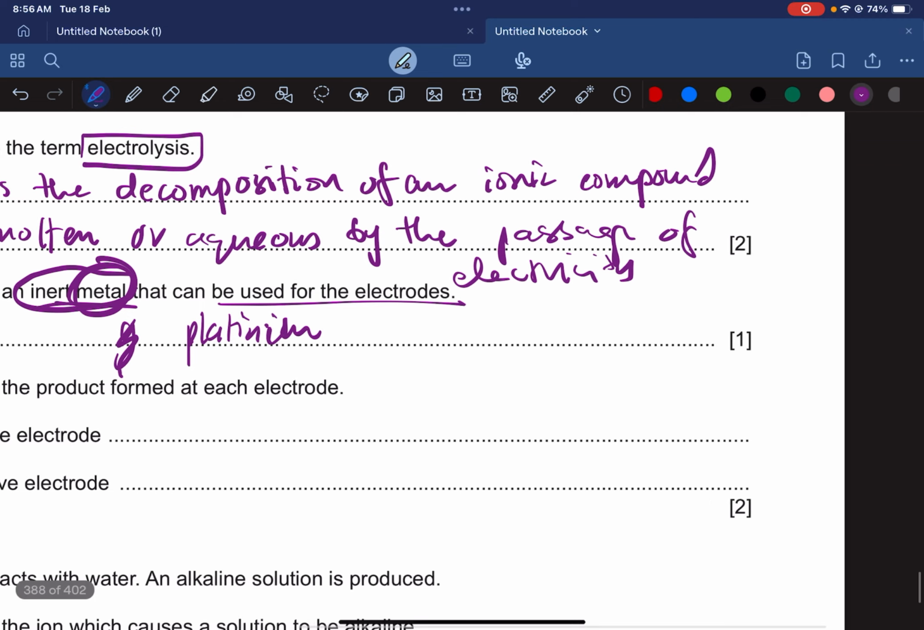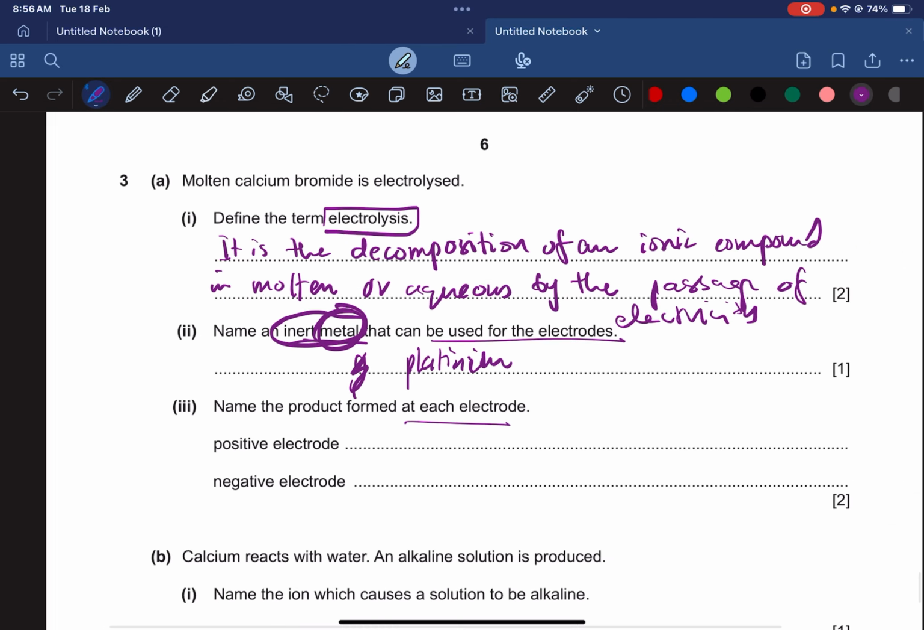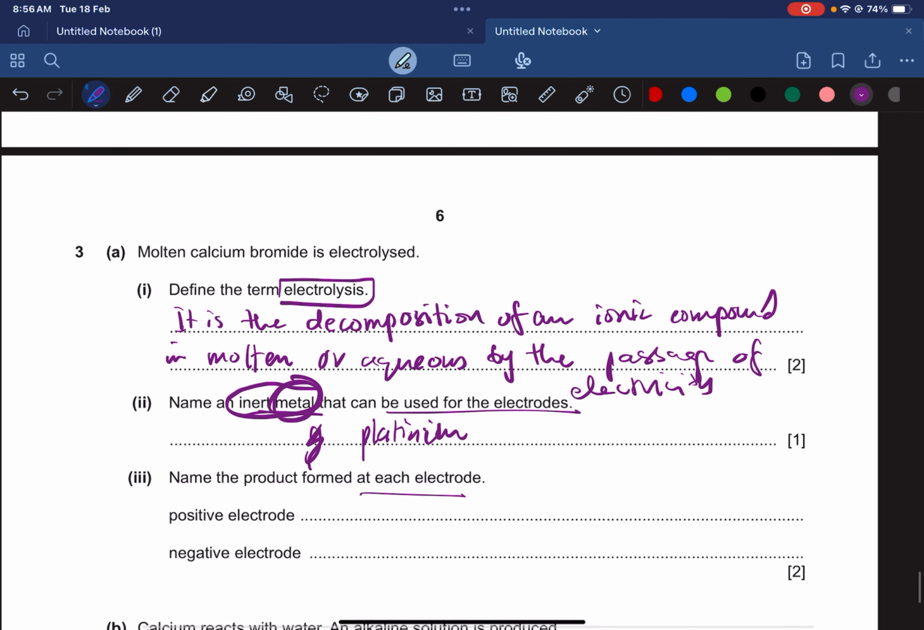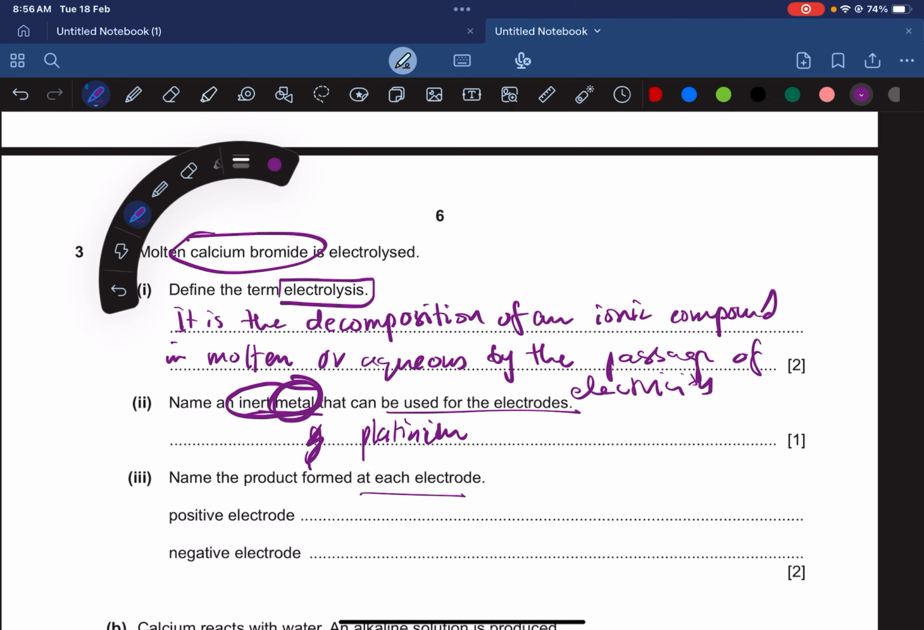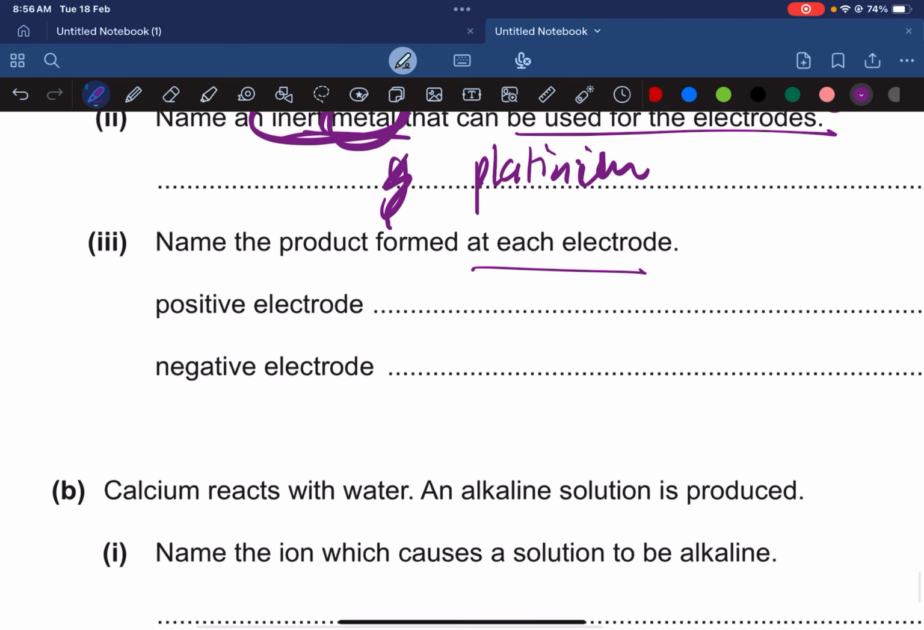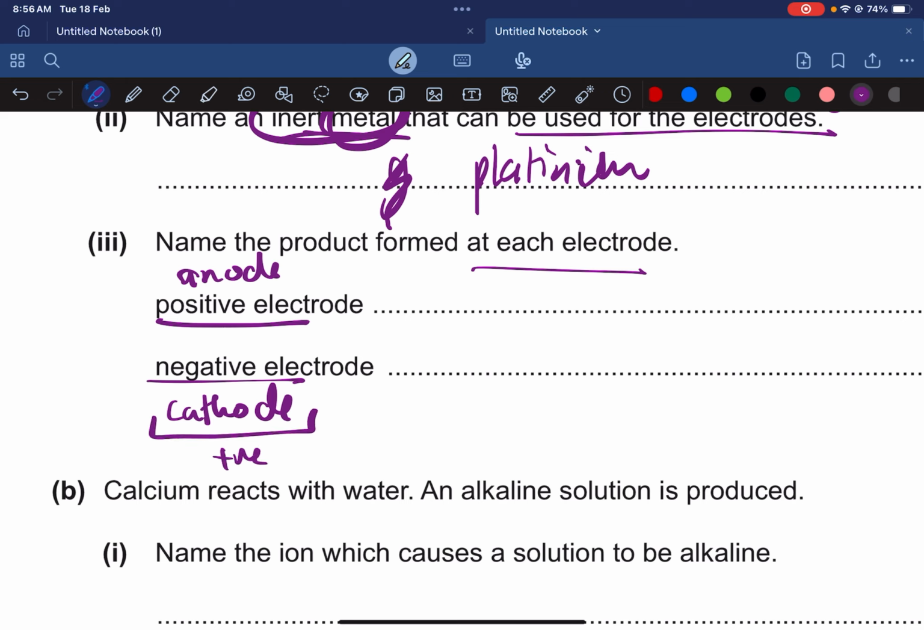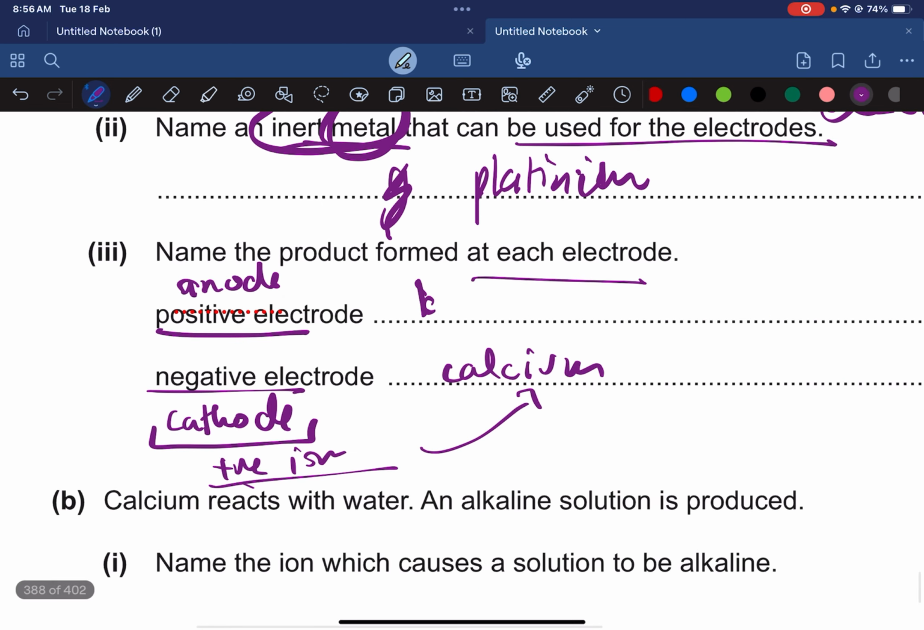Okay, name the product formed at each electrode. Okay, molten calcium bromide, calcium and bromine. Positive electrode is your anode, negative electrode is your cathode. At cathode you have your cation or the positive ion, that is going to be calcium. Positive ion is going to deposit, and at the anode, it was calcium bromide, so you're going to have bromine formed.